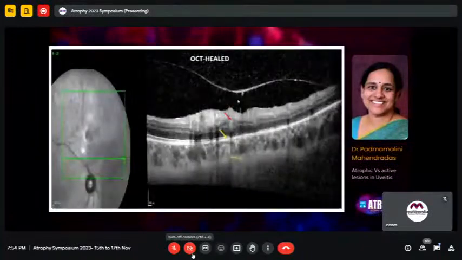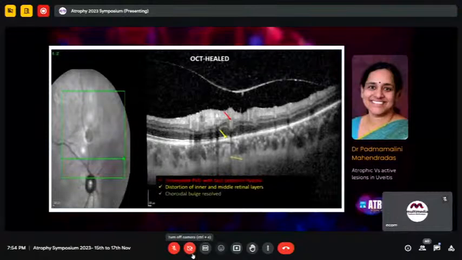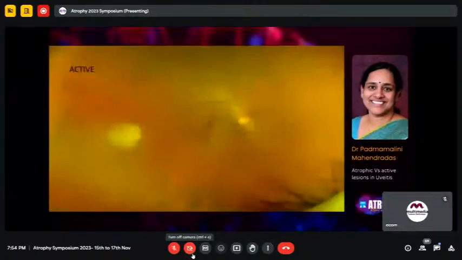Following treatment with antitoxo and systemic steroids, we could see the incomplete PVD with taut posterior hyaloid, distortion of the inner and middle retinal layers with resolution of the choroidal bulge.